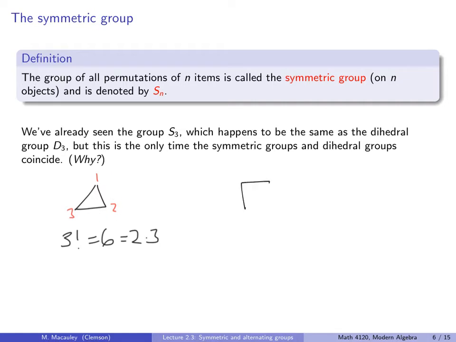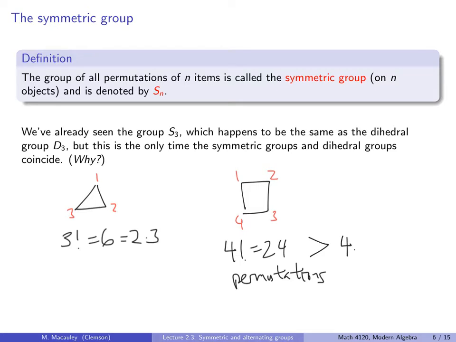Now compare that to the square, where your corners are 1, 2, 3, and 4. Now there are 4 factorial, or 24 permutations of the corners, but you cannot get all of them just by rotating and reflecting. For example, you cannot swap 1 and 2 without swapping 3 and 4. So this is much bigger than the 8 symmetries of the square, since 4 times 2 equals 8.